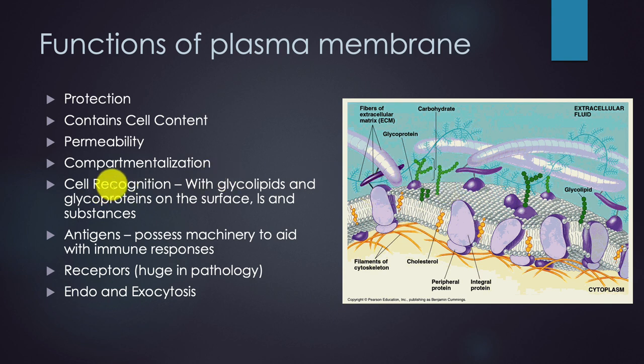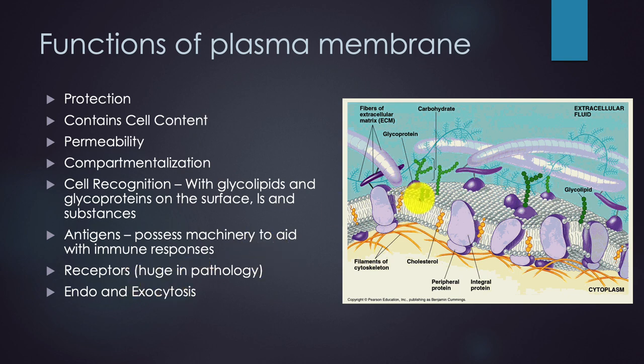So the membrane does other things like cell recognition. It can recognize other cells, and it uses the glycolipids and the glycoproteins on the surface to do that. These little finger-like projections allow it to communicate with other cells in the environment. Receptors, as I said before, are huge in pathology. If there are changes in receptors that are embedded into the membrane, that's going to have a major implication on how quickly the disease accelerates.